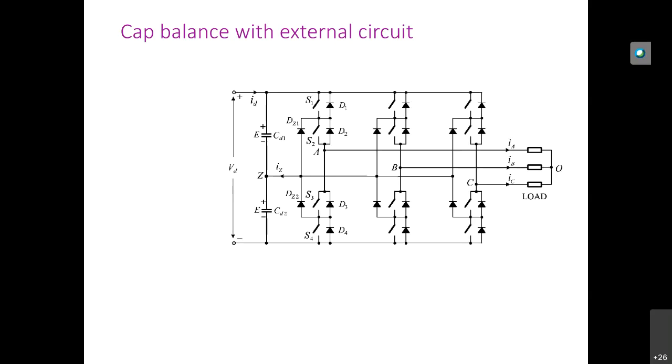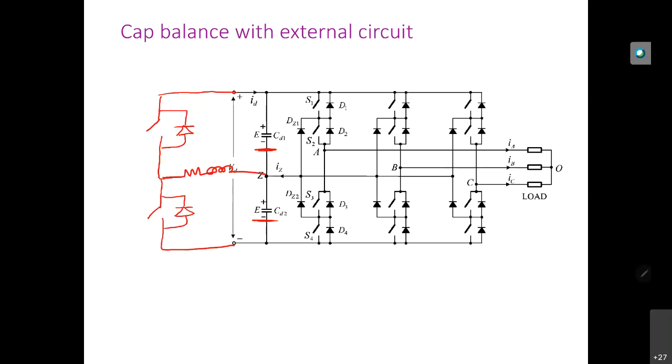So to completely balance these two capacitors, this one and this one, we need to connect some external circuit. We need to connect some chopper circuit. The circuit will be like this. So this is the external circuit.